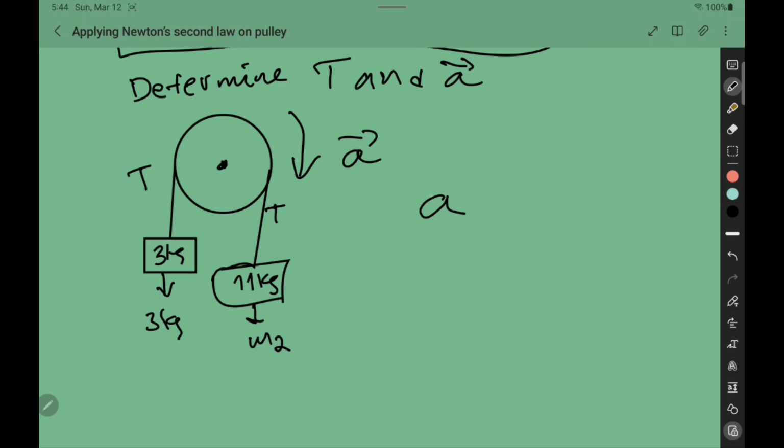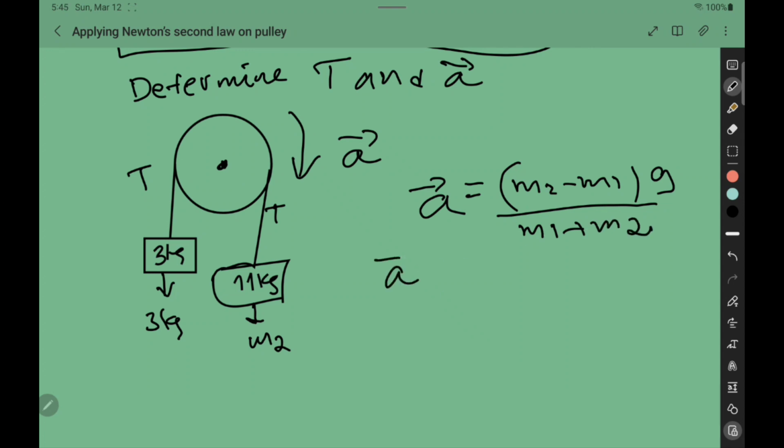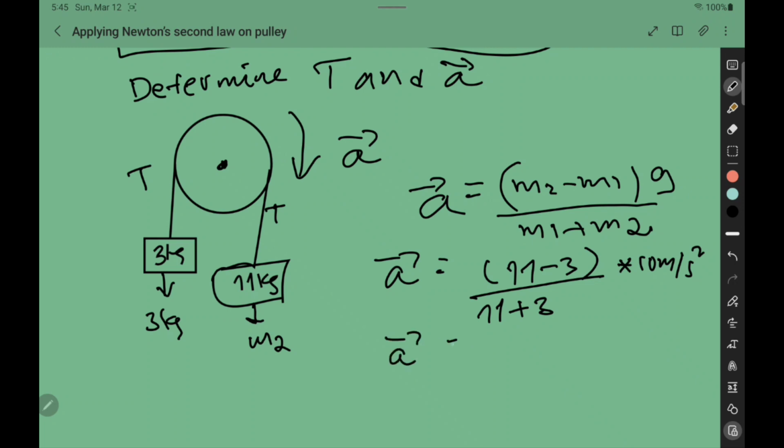Now according to the above discussion, the acceleration is equal to the difference in weight, mass 2 minus mass 1 times gravity, divided by the sum of the masses, mass 1 plus mass 2. So the acceleration is equal to 11 minus 3 over 11 plus 3 times gravity, which is 10 meters per second squared. So this is 8 over 14 times 10.